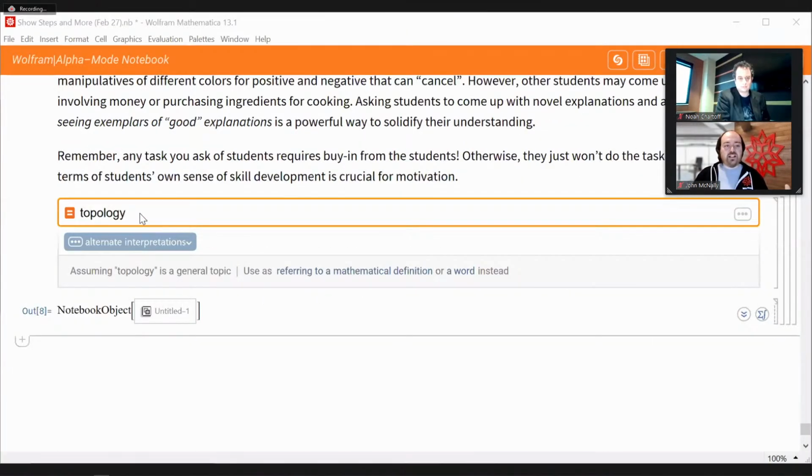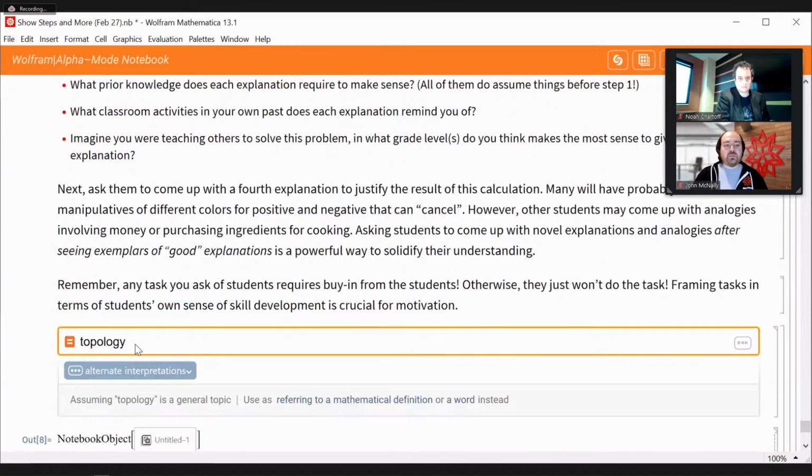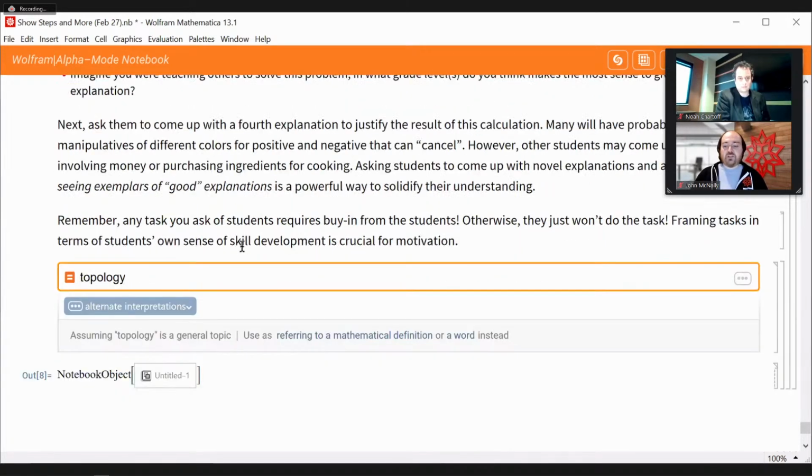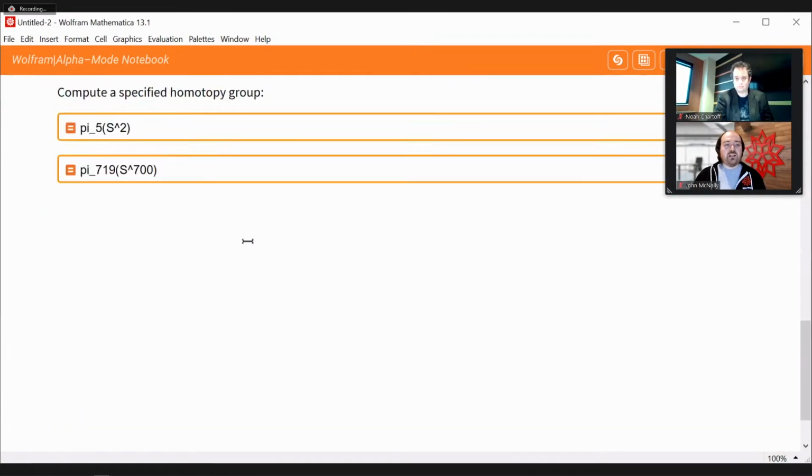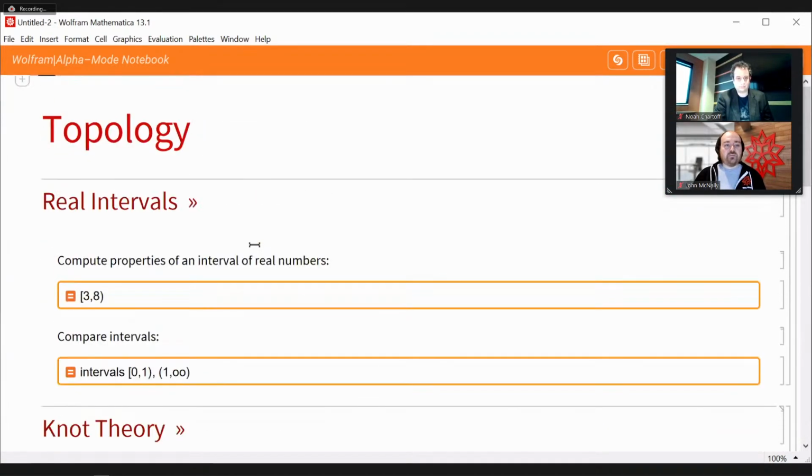So if I evaluate this, I just say topology right here. So what I did was in Wolfram Alpha Notebook Edition, typed in topology, and I hit enter. So can you see this other notebook that popped up on your screens? Yep. So what we got was applications and sort of concepts in topology that just show up right now.